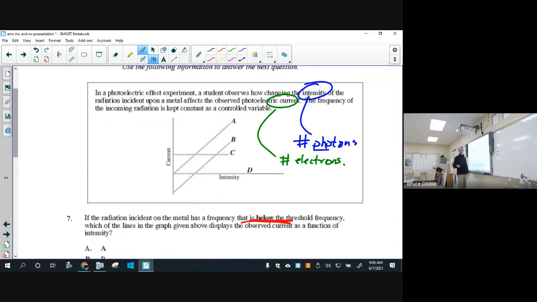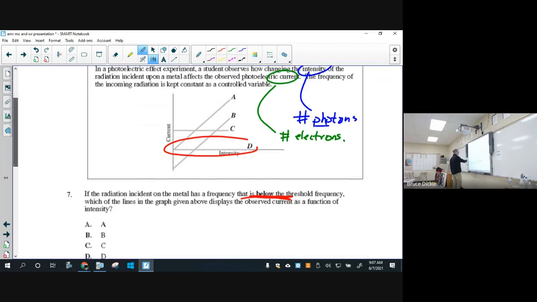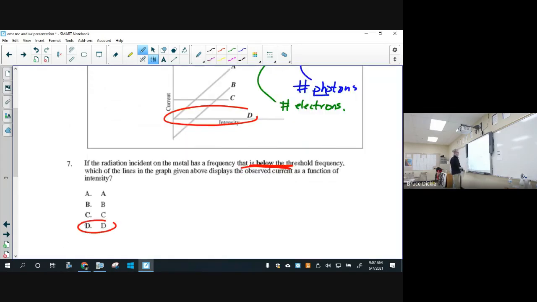More photons, so what? Remember, you got one piece of paper, causes nothing. 100 pieces of paper causes nothing. 1 photon, nothing. 100 photons causes nothing. So the answer for this one is D. Doesn't matter what the intensity is, the current or the number of electrons ejected isn't going to change.